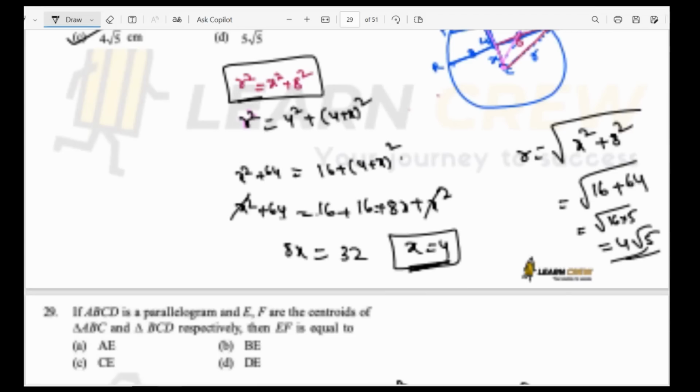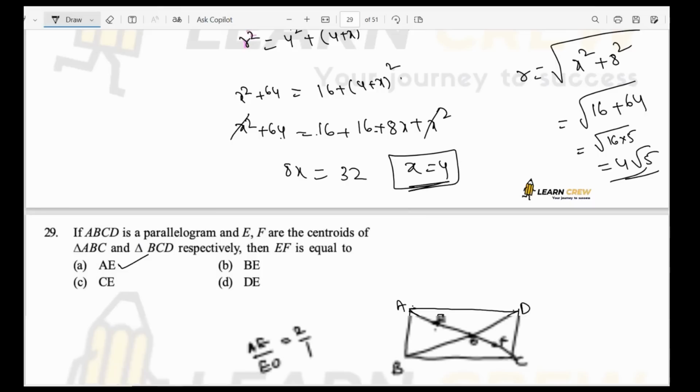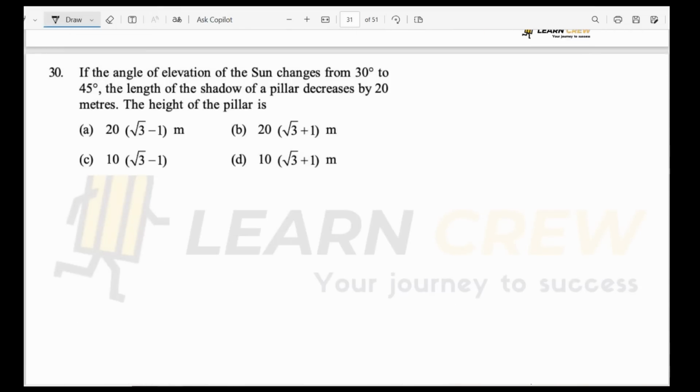Now please answer one more, the last question for today, the 30th question. You have to think and reply. If the angle of elevation of the sun changes from 30 degrees to 45 degrees, the length of the shadow of a pillar decreases by 20 meters. The height of the pillar is how much? So there is a pillar like this.